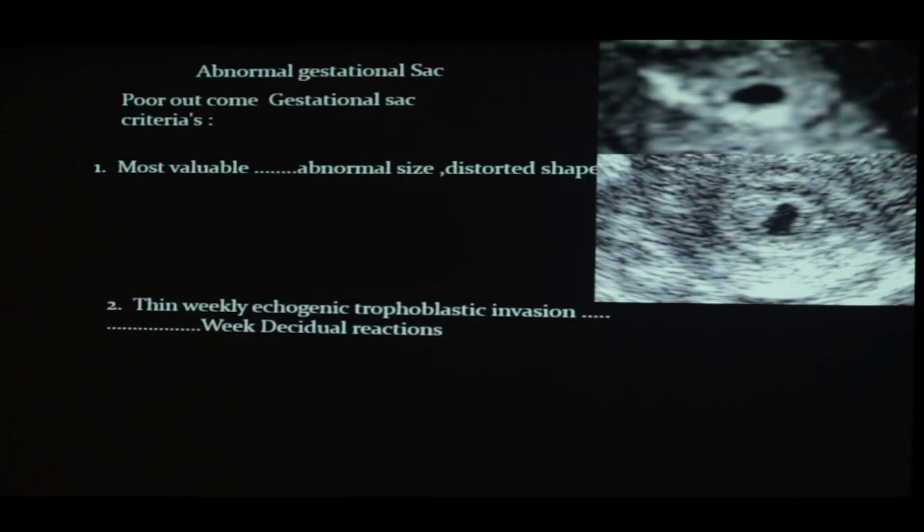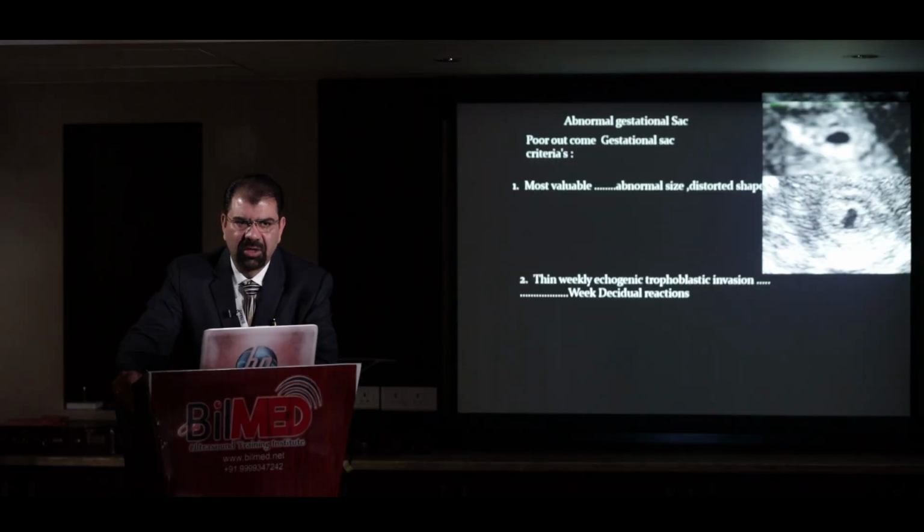Then, on top of the distorted shape, thin decidual reactions. 2.5 is the cut. If I am seeing 1, then it is abnormal. If I am seeing 1.5, that is abnormal. If I am seeing maybe a 2, I will think why it is only 2, but it can be normal. But if it is 2.5 and 3 and 4, then it is absolutely normal. So 2 is the cut.